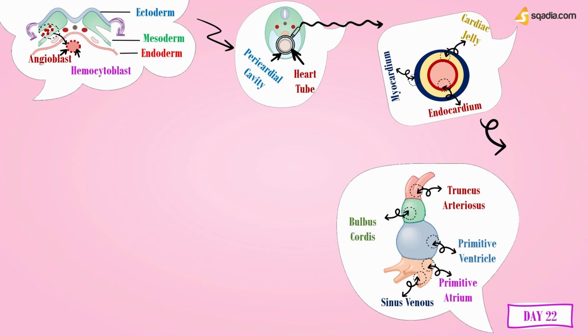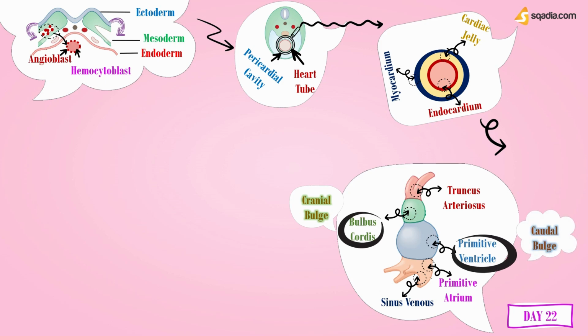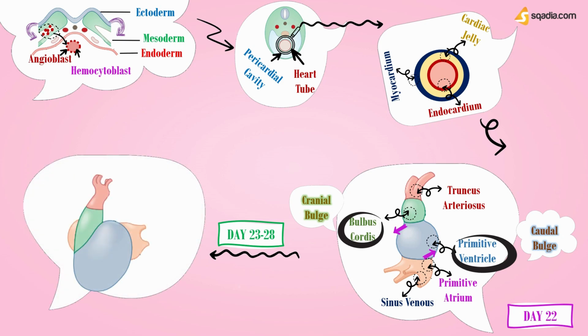This heart tube develops 2 bulges. The cranial bulge is called the bulbus cordis, and the caudal one is the primitive ventricle. Bulbus cordis will bend in this direction, while primitive ventricle will move into the opposite direction. The heart tube begins to bend at day 23 and stops at day 28. Now, this is heart tube.